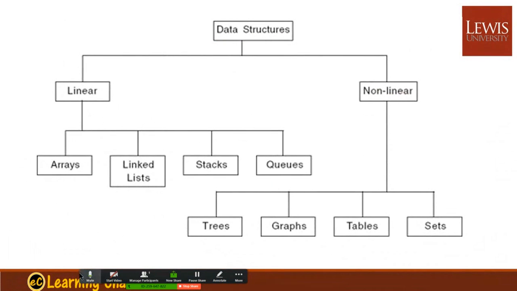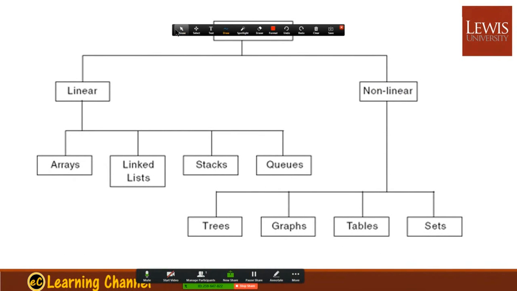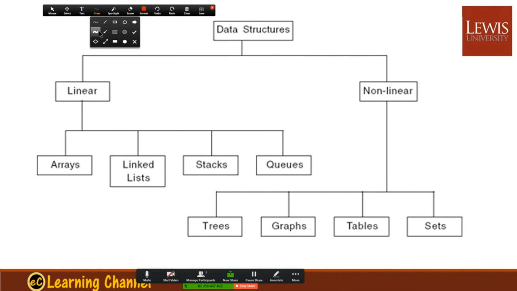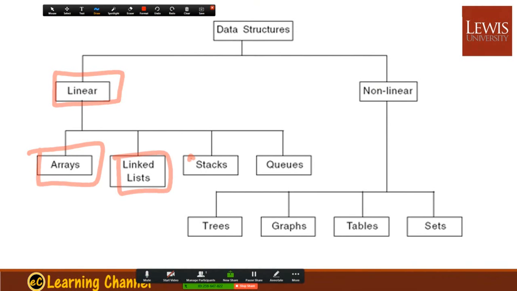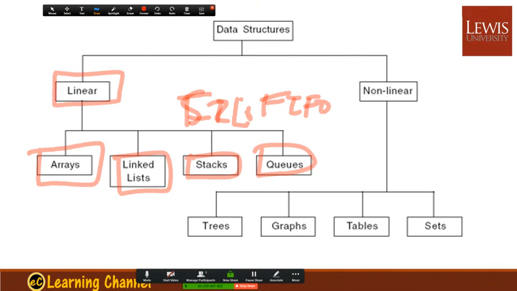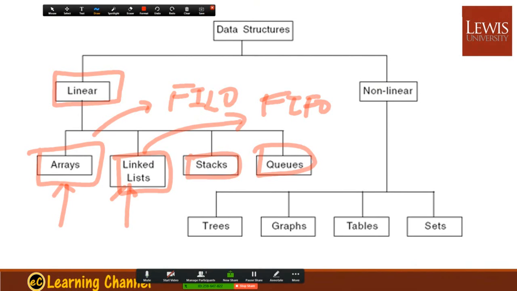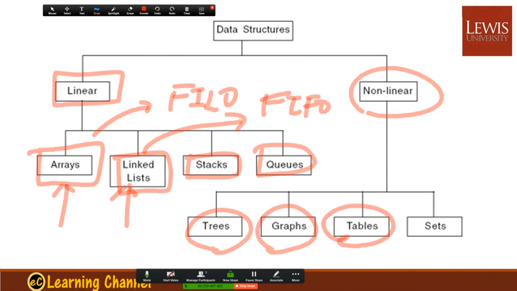So first, let's look at the abstract data type. We have data structure, and the data structure is the organization of data. We have linear data types, such as array, linked list, stack, and queue. Queue is first in, first out. Stack is first in, last out. And linked list and array can implement both of these. And we also have nonlinear data types such as tree, graph, table, or sets. And actually, linked list can also support some of them.